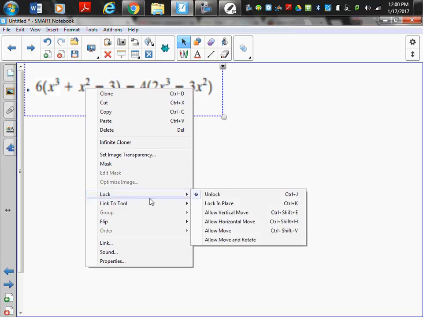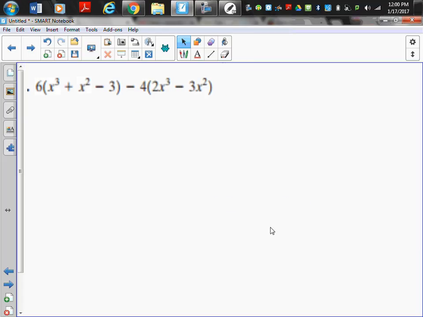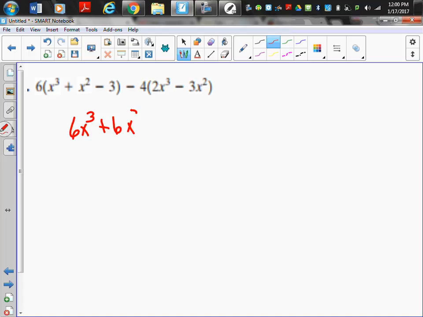All right, so this one. You have to start with your distributive property. So you have to go 6 times that, 6 times that, and 6 times that. All right, so 6 times x cubed is 6x cubed. 6 times x squared is 6x squared. 6 times negative 3 is negative 18. Good. All right, so there's your first one. Then minus.